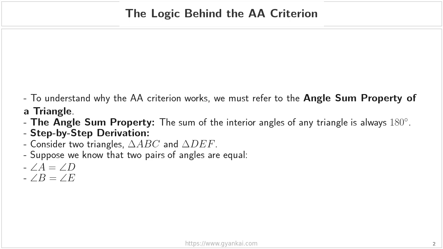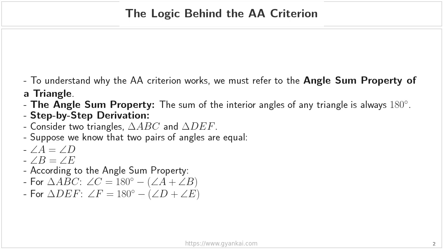Imagine we have two triangles, triangle ABC and triangle DEF. Let's assume, for a moment, that we have already identified two pairs of equal angles. Specifically, that angle A is equal to angle D, and angle B is equal to angle E. Now, let's apply the angle sum property to both. For our first triangle, ABC, the measure of the third angle, angle C, must be 180 degrees minus the sum of angle A and angle B. Similarly, for our second triangle, DEF, the measure of the third angle, angle F, must be 180 degrees minus the sum of angle D and angle E.